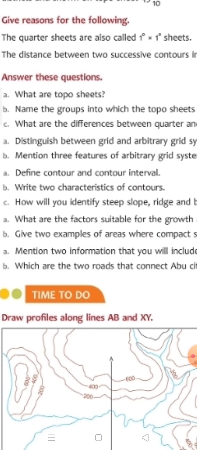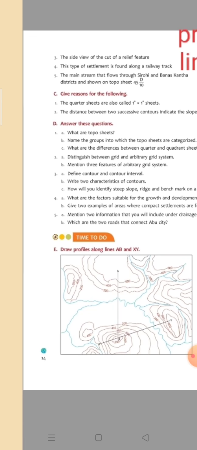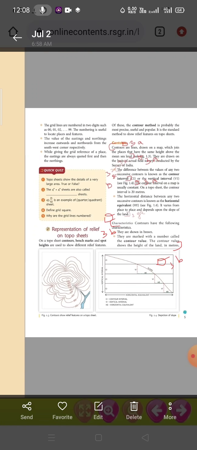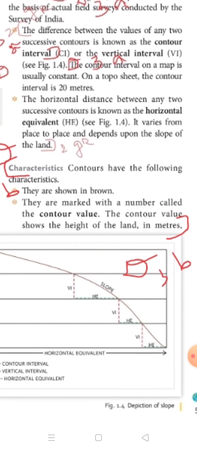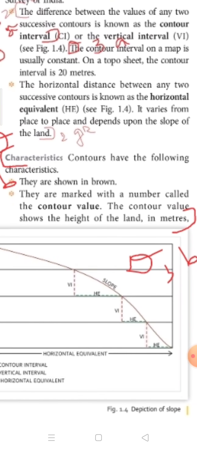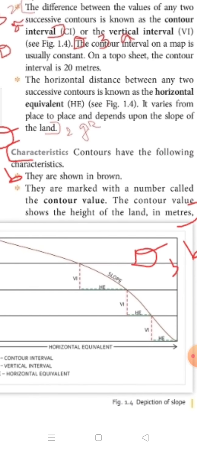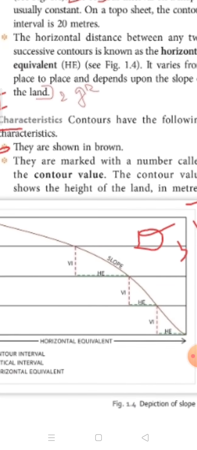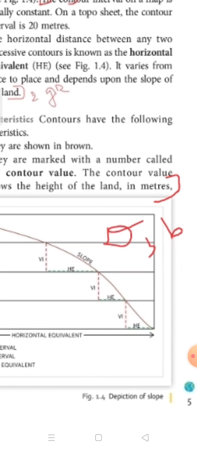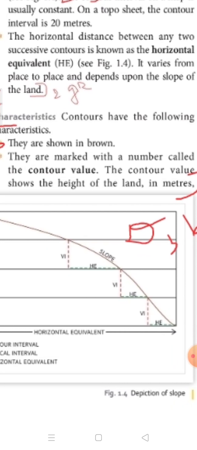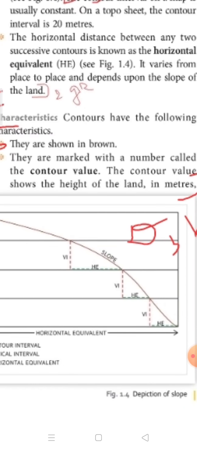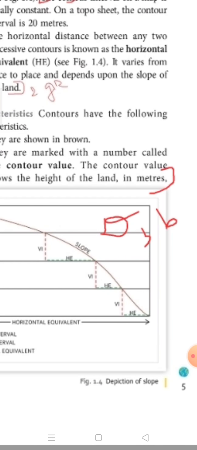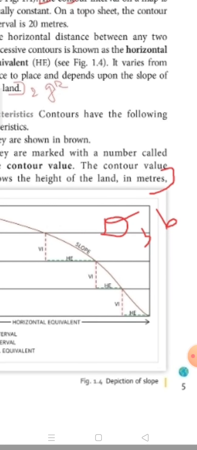Write 2 characteristics of contours. Contours have the following characteristics. They are shown in brown. They are marked with a number called the contour value. The contour value shows the height of the land in meters.